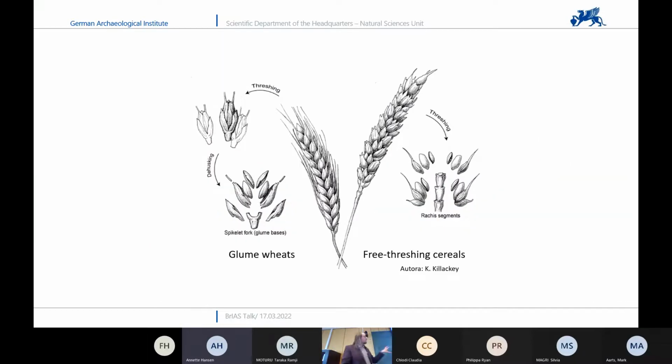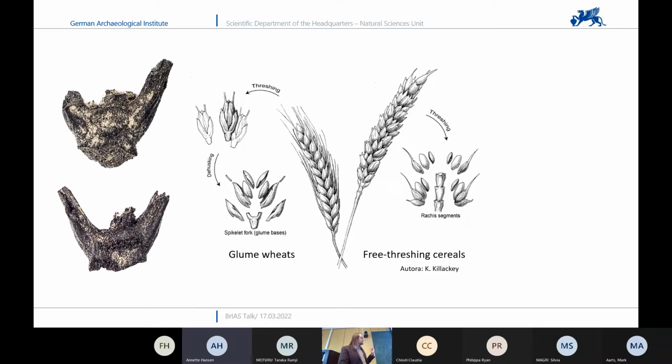And that's summarized in this figure. So glume wheats, when they are threshed, so basically when you process them to remove the grain, the first thing you get are spikelets, and you still have to pound them to remove the grain. So as a sort of byproduct, you get this chaff. So that's the spikelet fork. That's the base of the spikelet. And we find this in many pits, and they are relatively easy to identify. They are quite diagnostic for the species.